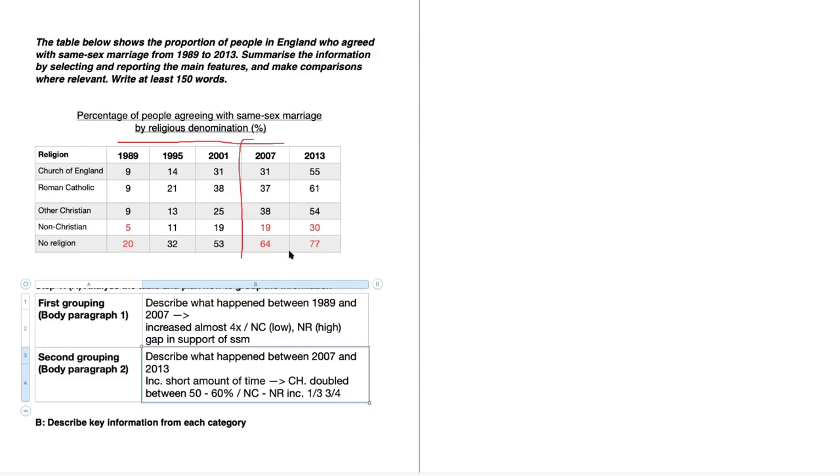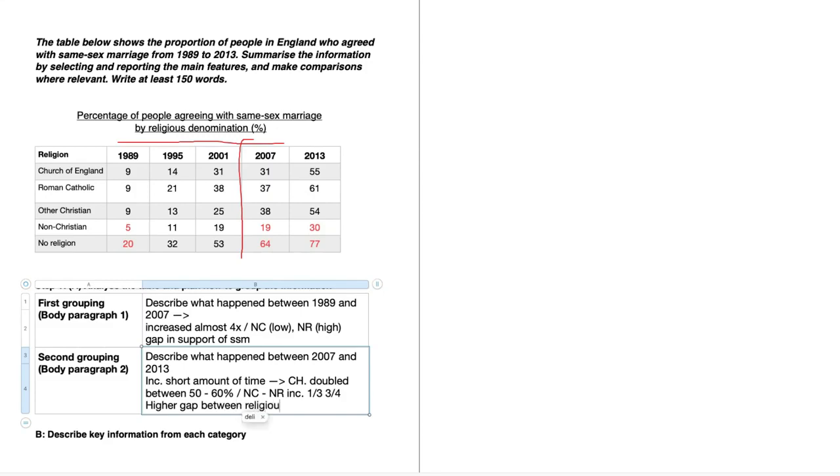And then, of course, I could talk about the gap between all religions. That had also further increased. So with this increase in a short amount of time, we also have a higher gap between religions. And these are just my notes from analyzing the table. I'm going to, of course, include all of this in a much neater and logical way in our essay. But just note that this is how we analyze the table, plan how to group the information, and then describe this key information, these numbers in red, from your 2 categories.